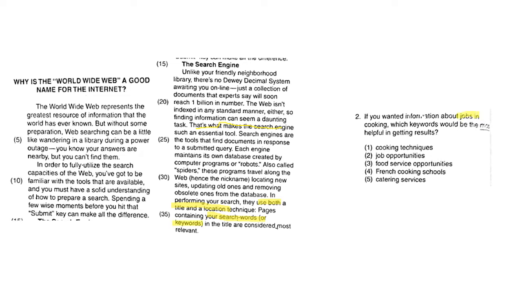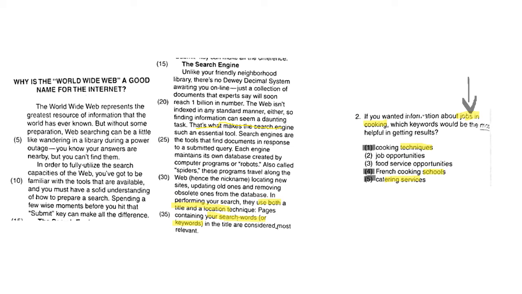So you want to get jobs in cooking. So technique is how to cook. It's not about a job. So take away number 1. A school is about where you learn to cook. It's not about a job. So take away number 4. And number 5, catering services is where you buy the service of people who do cooking. So it's not about a job.